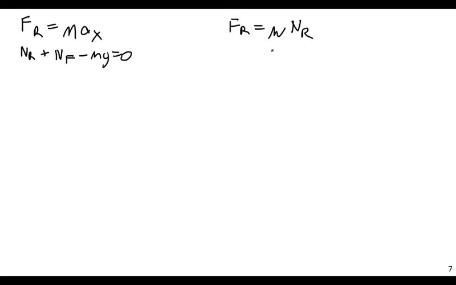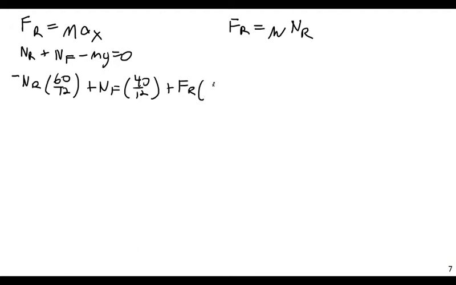So FR is going to be equal to mu NR. And then we also have, I'll write down my other equation here. So perhaps I have negative NR, this is the one from the balance of moments, times 60 over 12, plus NF times 40 over 12, plus FR times 20 over 12, and all of this comes to zero.